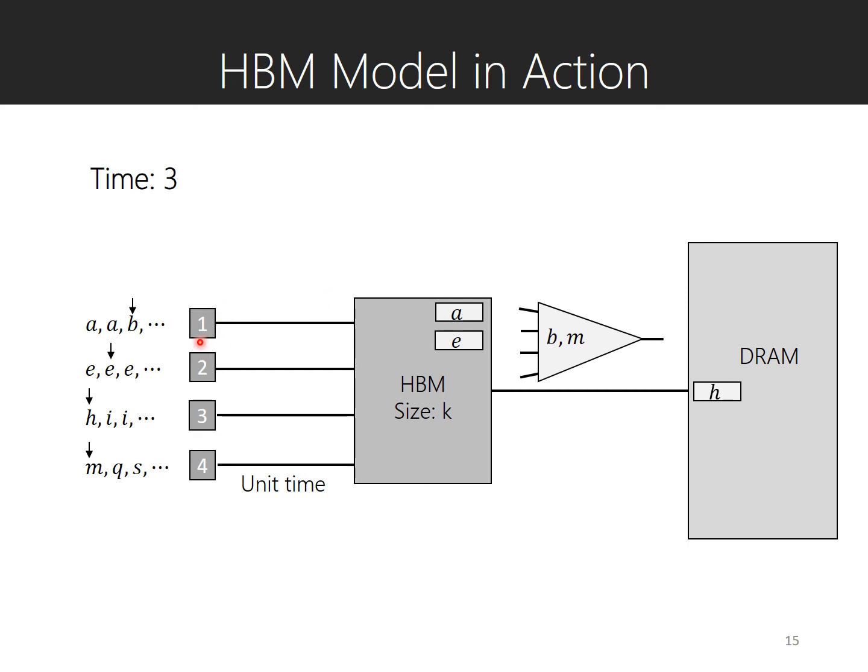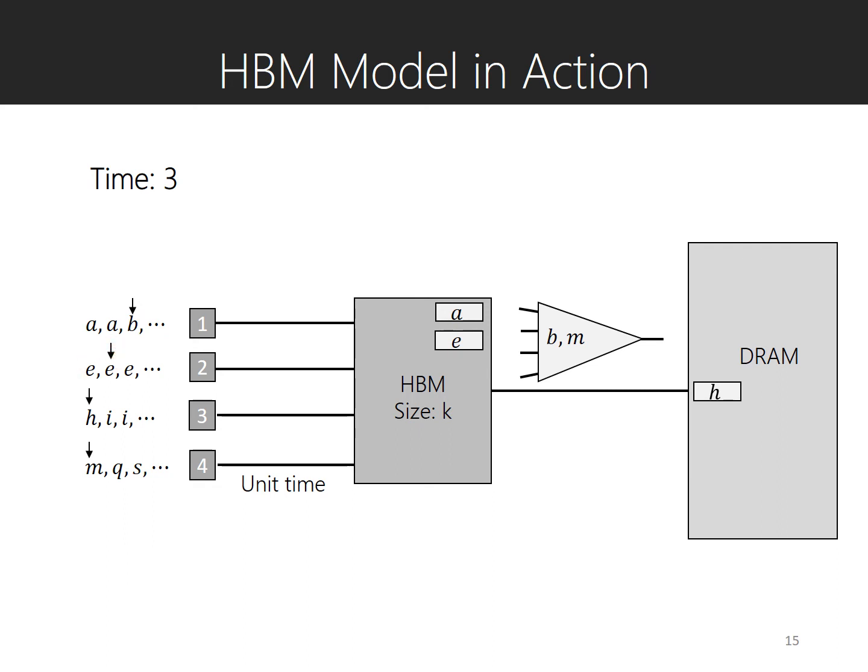At time step 3, core 1 requests page A and core 2 requests page E. As both pages are in the HBM, they are transferred at time step 3 to the corresponding cores. So namely, page A is transferred to core 1 and page E is transferred to core 2 at time step 3. Hence, in the request sequence, core 1 progresses from here to here and core 2 progresses from here to here.